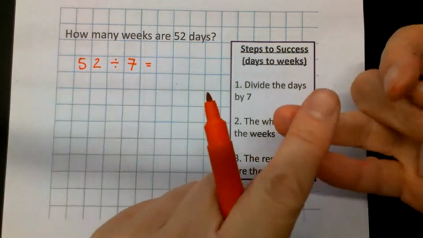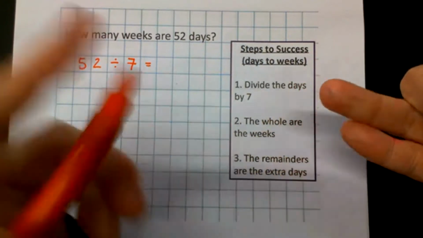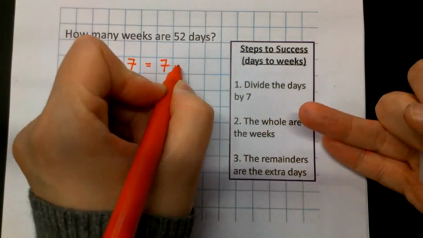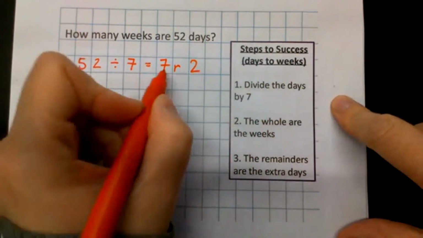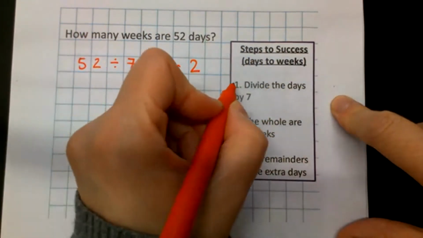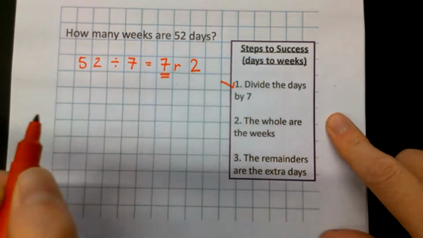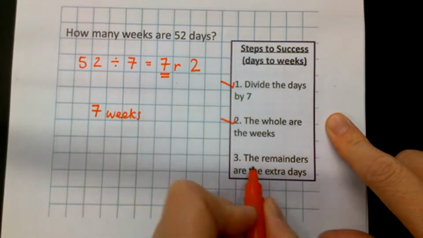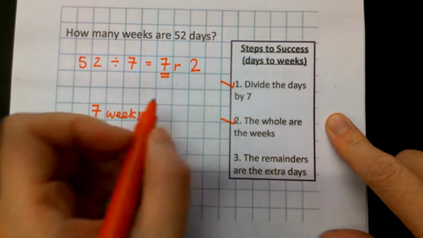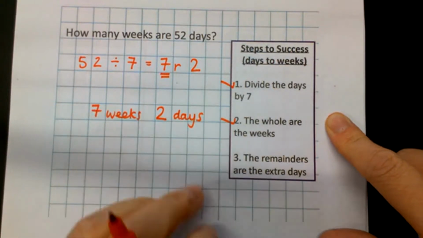Good. 7, 14, 21, 28, 35, 42, 49. So that's 7. Remainder 49, 50, 51, 52. So my answer is 7, remainder 2. Now the whole, which is this, are the weeks. It's 7 weeks. And the remainder are the extra days. So this is my remainder, remainder 2. And that means that I have 2 days. Great.